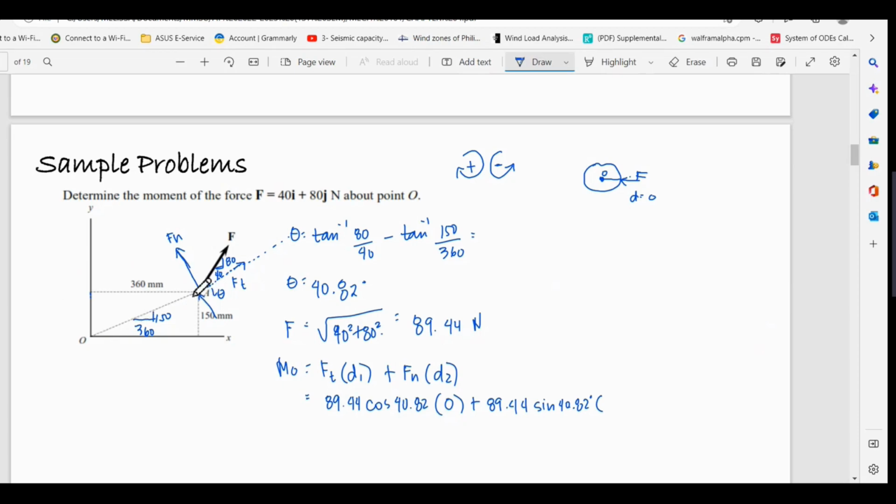Magkakaroon ngayon ng rotation. So, ano yung rotation niya? The rotation will be what? The rotation will be counterclockwise. Therefore, this will be negative. Okay, negative yan. Negative 89.44 sine of 40.82. And then the distance is square root of itong distance na to. Ayan. Yan yung magiging distance to natin. So, it is equal to square root of 360 squared plus 150 squared. Okay? Therefore, the moment at O is equal to 89.44 sine of 40.82.